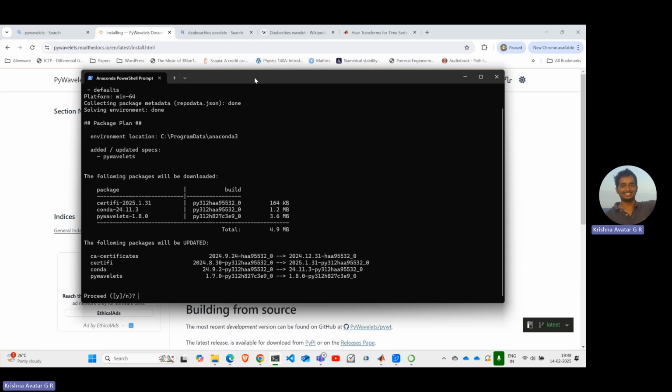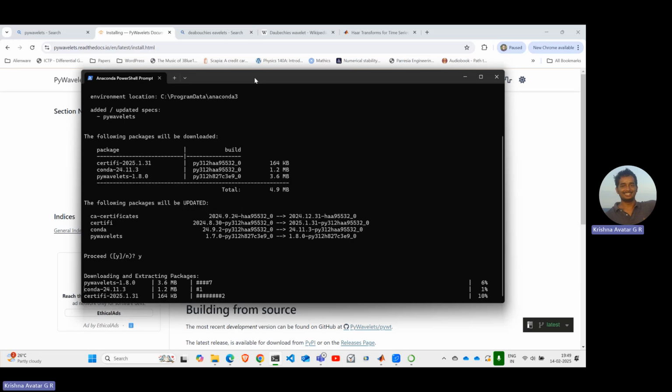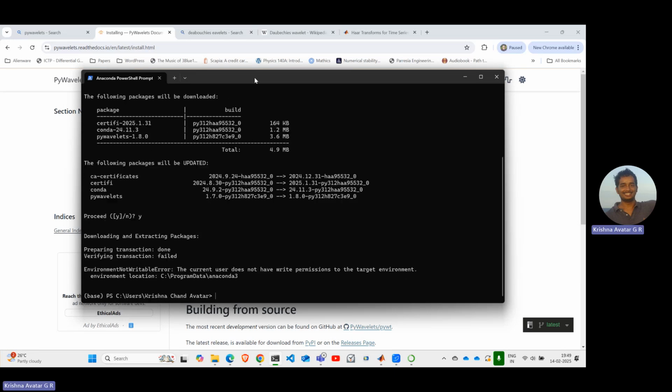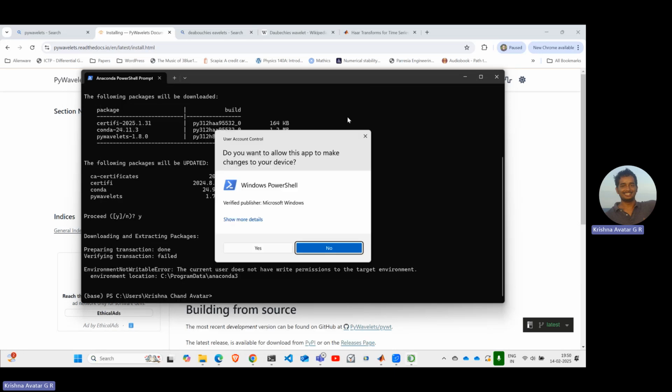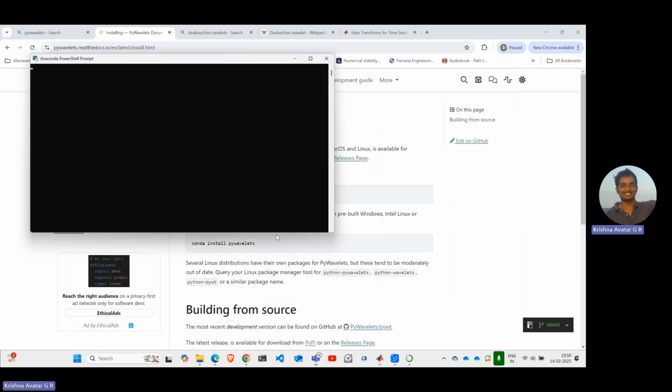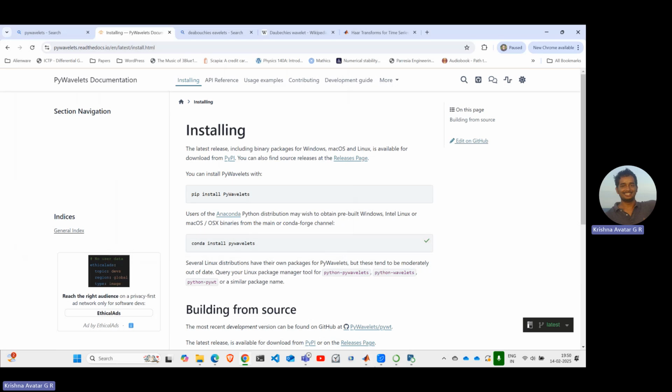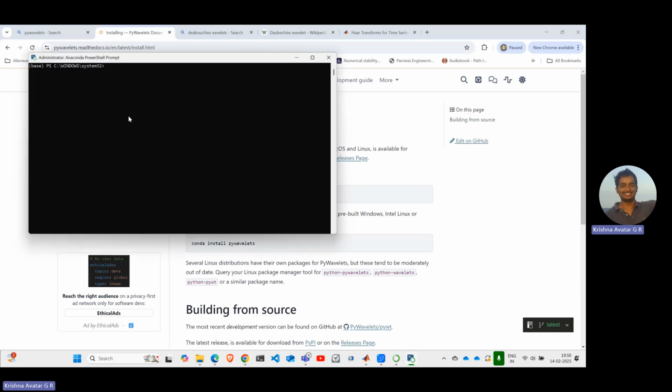Okay, so I have to move forward. It will be installing certain packages. It's quite swift. Yeah, it's done. Okay, it says that it does not have write permission to the target environment. So all that I need to do is rerun with administrator permission. Close this, open this again, copy this and paste it directly here. Run it again.